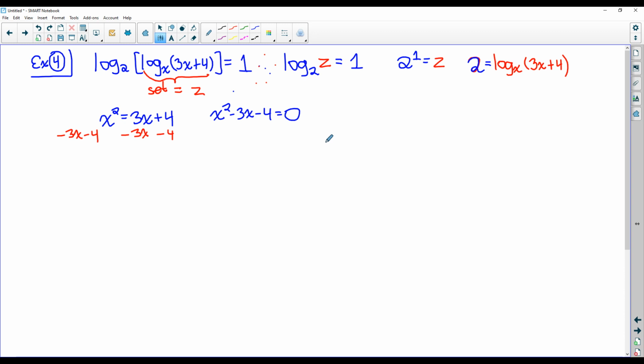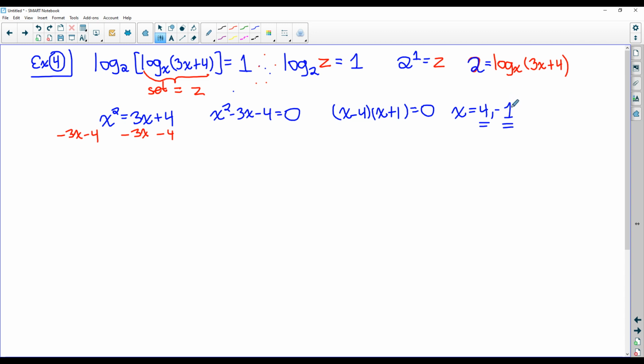This one you can factor through inspection. I need two numbers that add to give you -3 and multiply to give you -4. So that would be -4 and +1. So you'd have x minus 4, and then x plus 1 is equal to 0. So we have two possible solutions. We have a 4, and we have a -1. Now, again, just in the interest of saving time, I'm not going to verify this, but for this specific one, it's the -1 that doesn't verify.